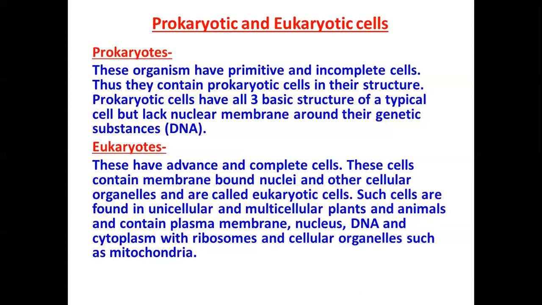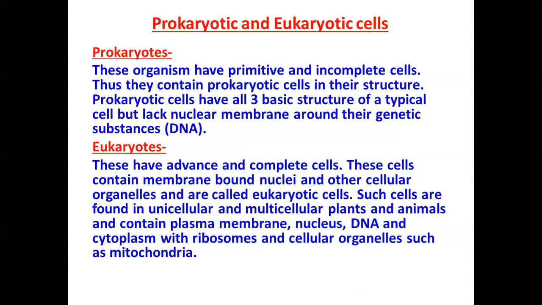Prokaryotic cells have all three basic structures of a typical cell but lack nuclear membranes around their genetic substance, that is DNA, deoxyribonucleic acid. Nuclear material of a prokaryotic cell basically consists of a single chromosome which is in direct contact with the cytoplasm. That means there will be no nuclear membrane. There is an undefined nuclear region in the cytoplasm that is known as nucleoid. There is no nuclear membrane in a prokaryotic cell. Other membrane-bound organelles such as mitochondria are also absent. Clear?